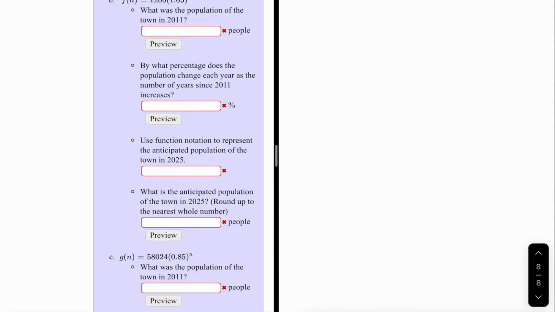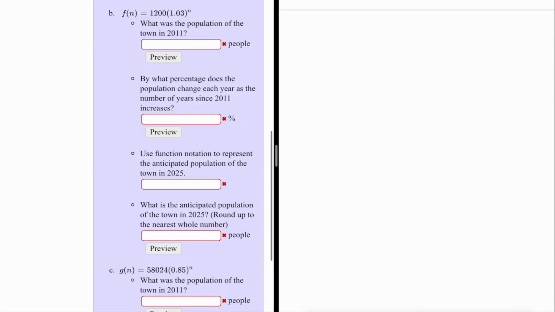And now let's move on to part B. It says we have this function. What is the population of the town in 2011? Again, that's what this function represents. So that would be our starting number, 1,200. By what percent does it change? See that 1.03 is the same as 103%. So it went up by 3%.